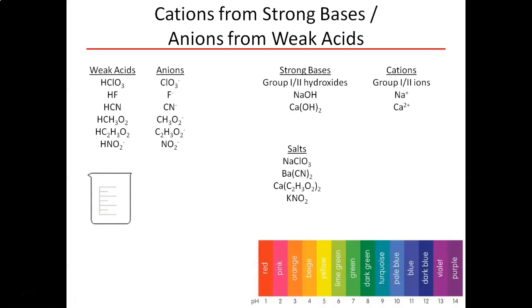Again, we'll take their solutions, we'll add our universal indicator to them, and we get a purple color. So if we look at our universal indicator, that means that we're here. That means that these give a solution with a pH greater than 7.